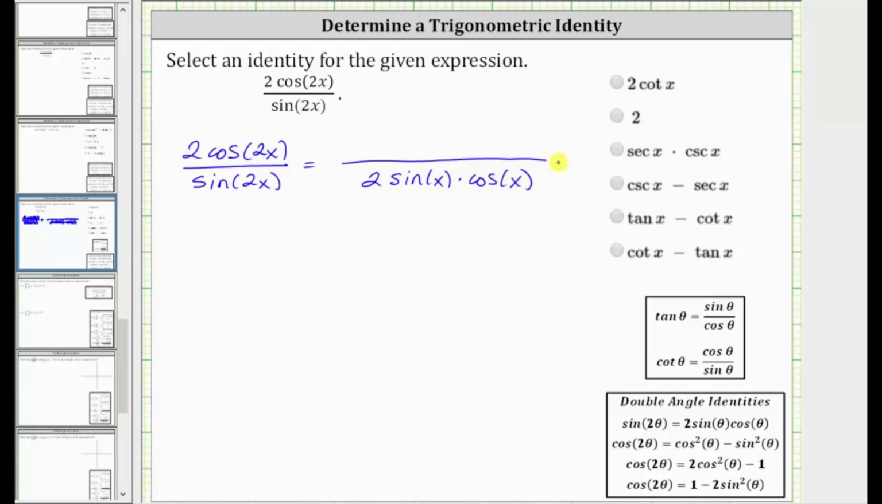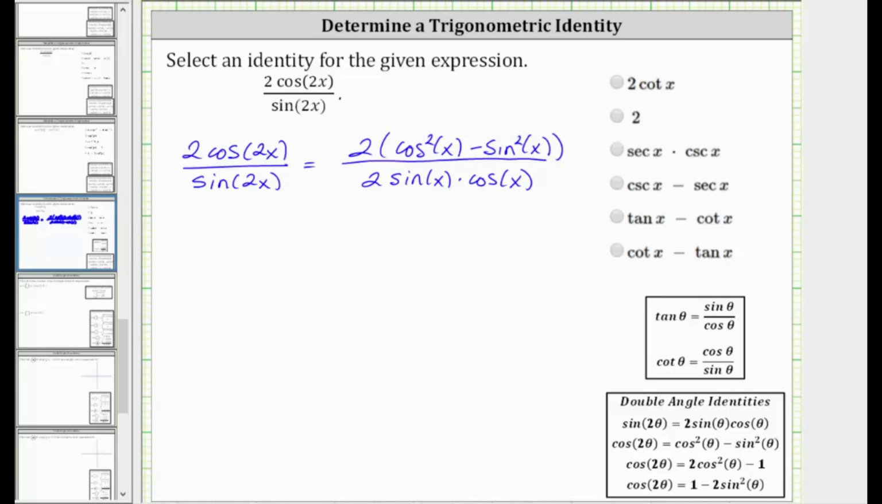Now let's perform a substitution for 2 cosine 2x. Notice how for cosine 2x we have three choices. Because the denominator contains both sines and cosines, let's use the identity that contains sines and cosines as well. Let's use the identity cosine 2 theta equals cosine squared theta minus sine squared theta. Or in our case, cosine 2x equals cosine squared x minus sine squared x. And therefore the numerator becomes 2 times the quantity cosine squared x minus sine squared x.